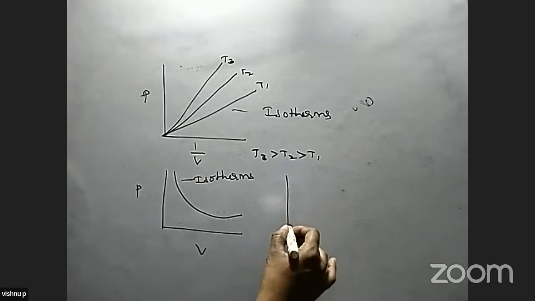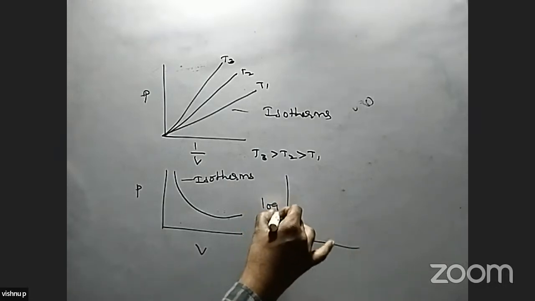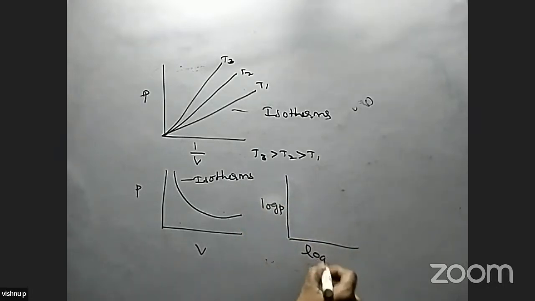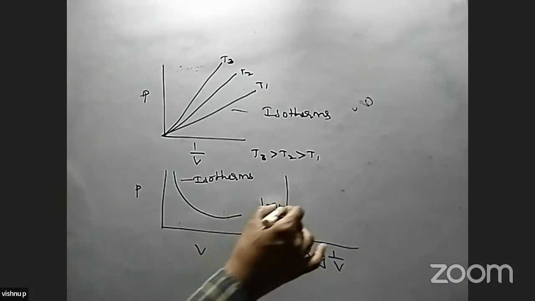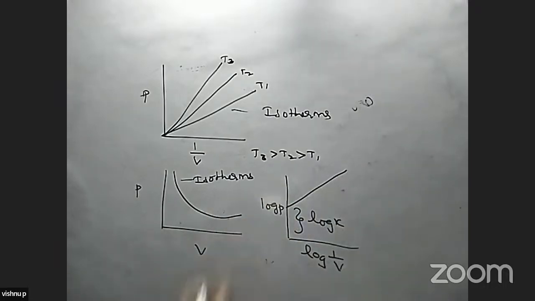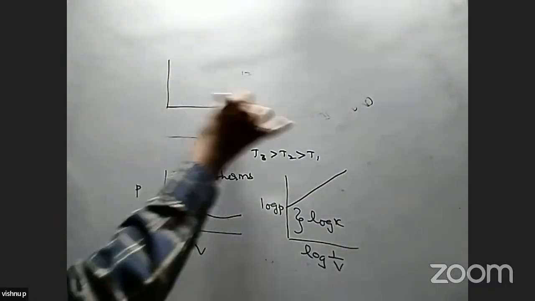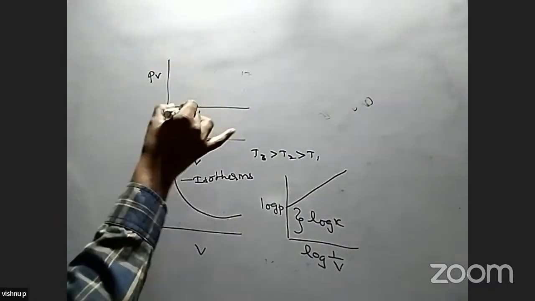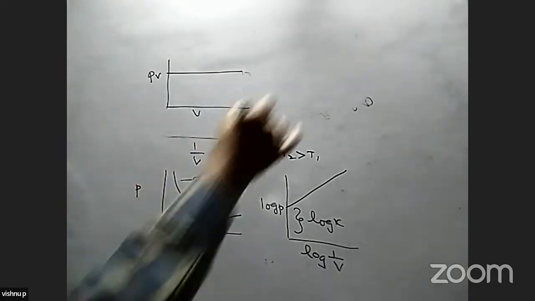Or we take one more graph here, log P versus log 1 by V. So from this, what is the relation we get? We get this relation, and the intercept is log K. Or we get one more graph here, that is PV equal to constant. PV versus V, we get a constant.